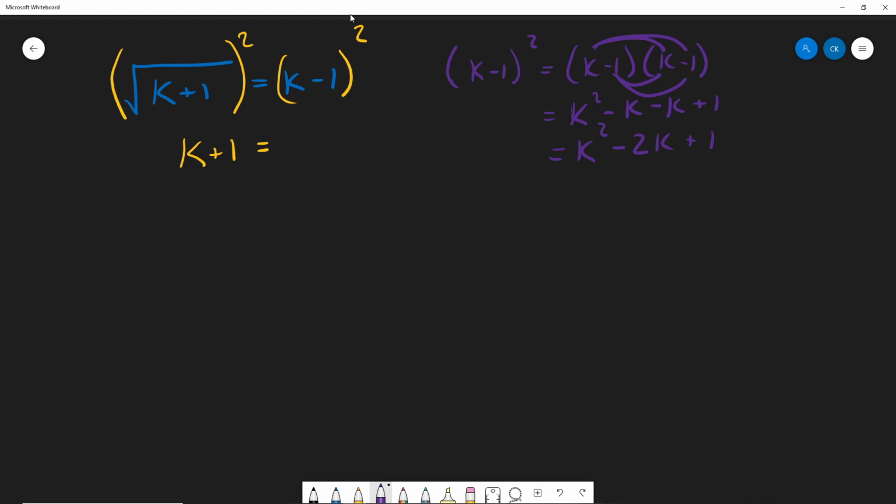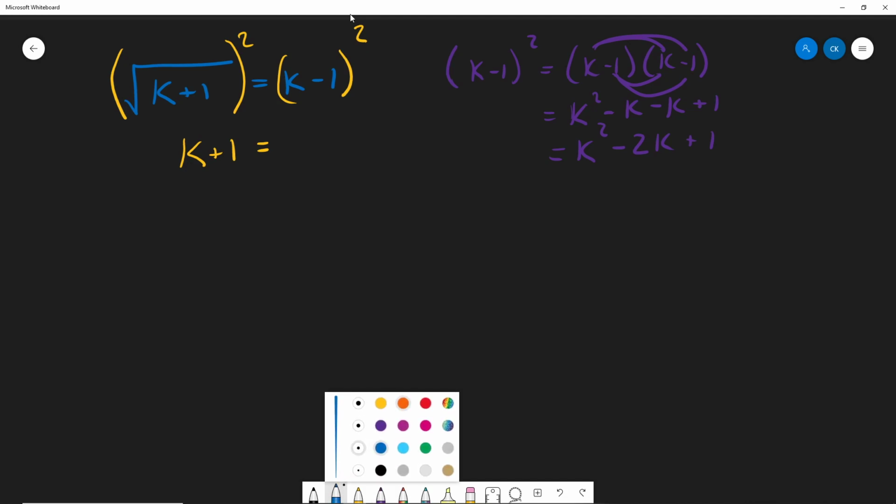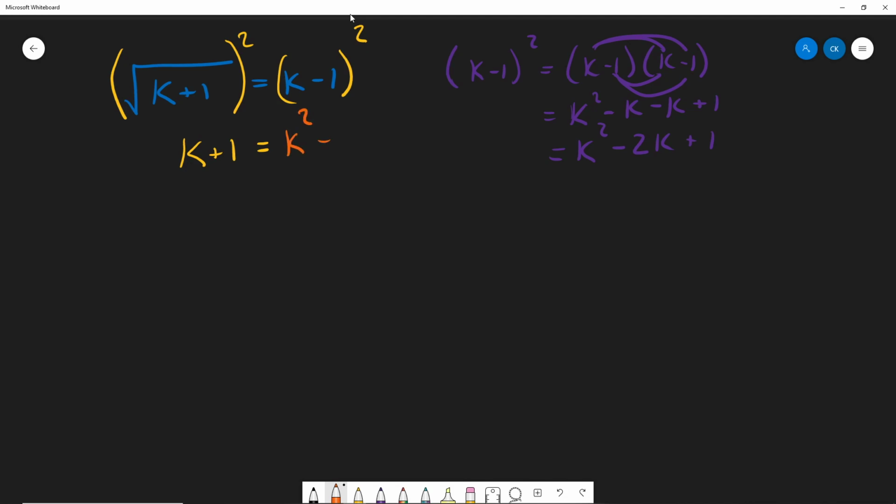So we have to be a little bit more careful when we see that there is a variable on both sides, or when we're squaring something like that. So now we have k plus 1 equals k squared minus 2k plus 1. So now we have a problem. Now we have to solve this.